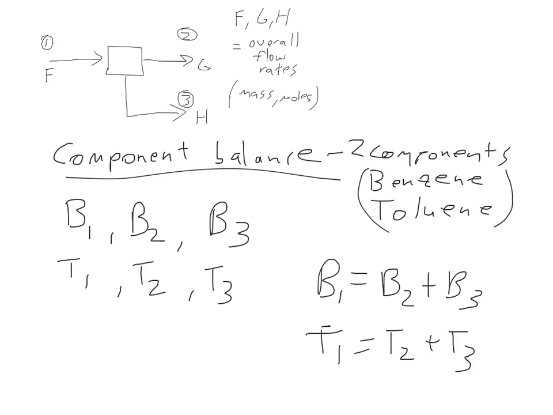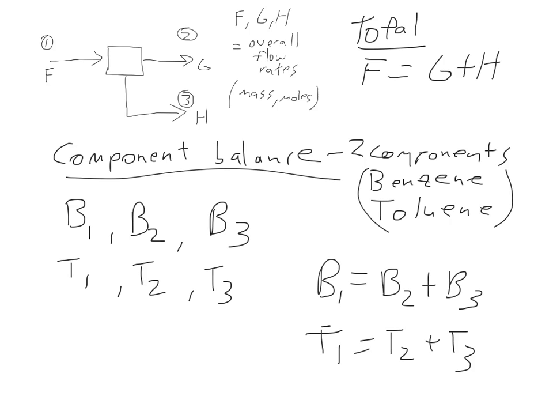I'd make sure that those are properly labeled on my flow diagram, and from there I could go ahead and set up these equations. And let me just write down here, I forgot to write the total balance: F equals G plus H. But I have 3 equations here, and I can go ahead and solve the system to get any unknown variables that I may have. So that's one method, the component balance method.